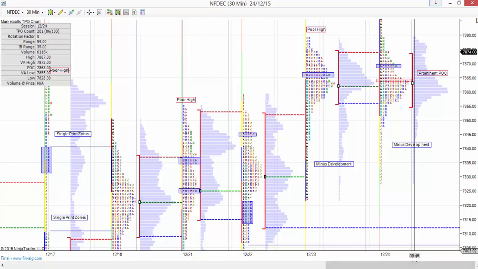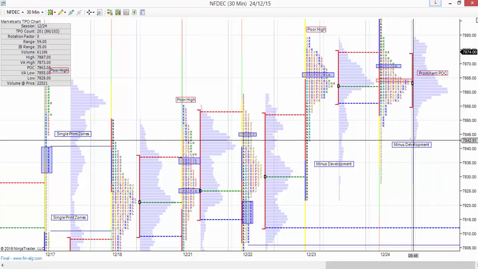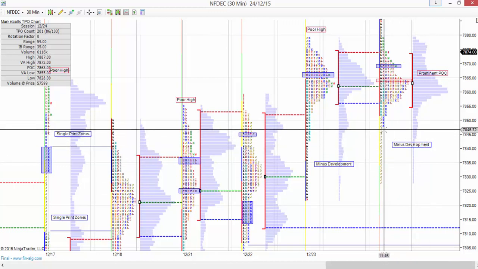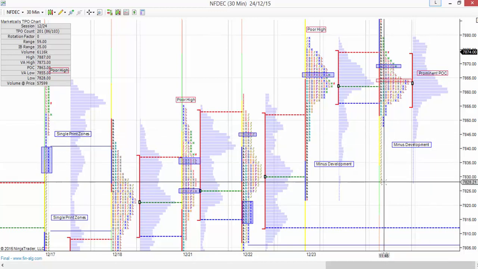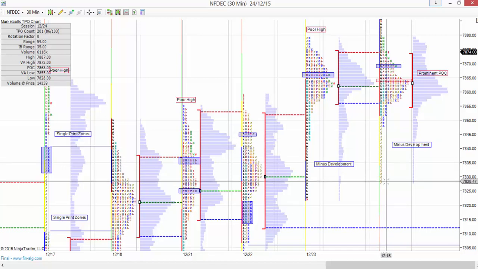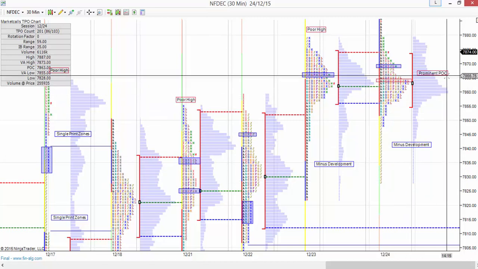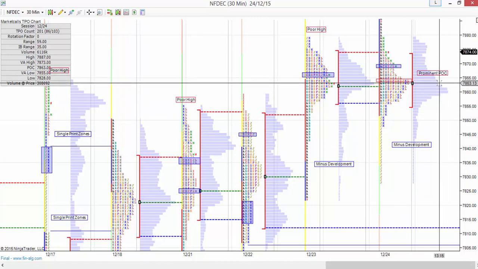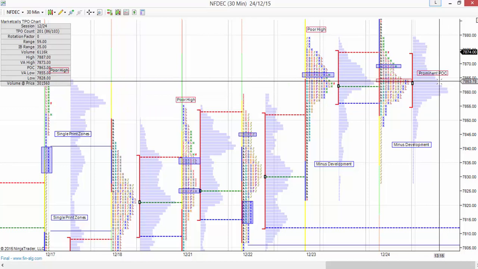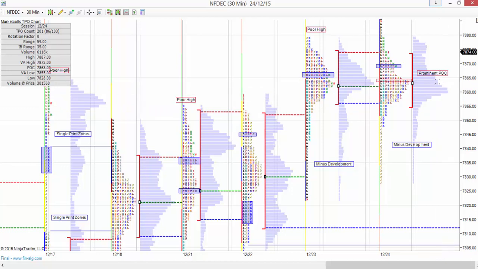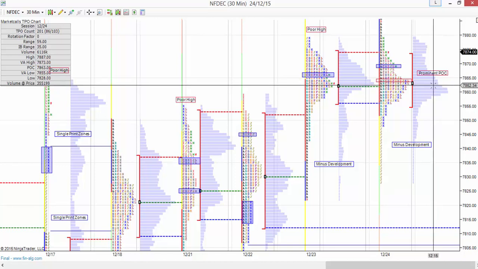And so the 24th, it's today. Today we had a reference level like minus development, yet another minus development in between the zone 7848 to 7828. It's a very long tail, so I call it a minus development zone, and we have a prominent POC around the 7863 zone.